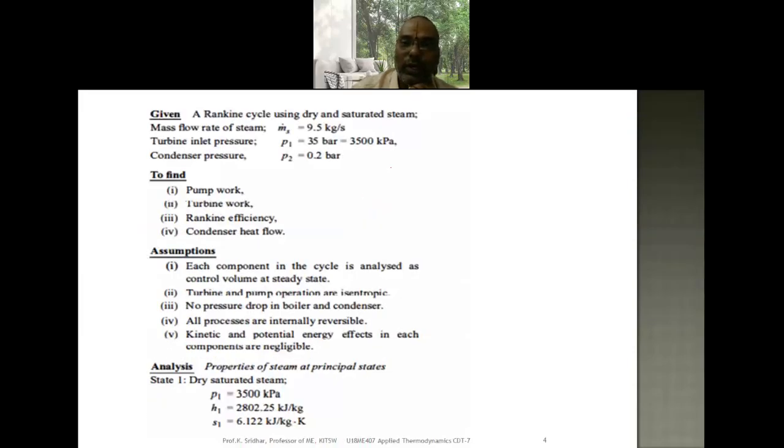First of all, you write down the bar converted into Newton per meter square or pascals, and similarly the condenser pressure is equivalent to 0.2 bar. The mass flow rate of the steam is given as 9.5 kg per second. Now we are asked to find the four important parameters: the pump work, turbine work, Rankine efficiency and condenser heat flow.